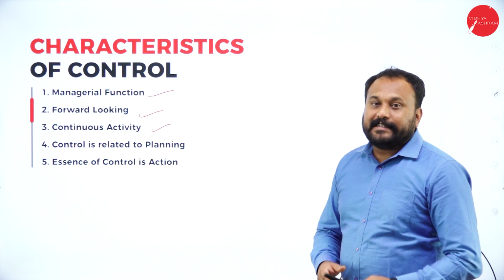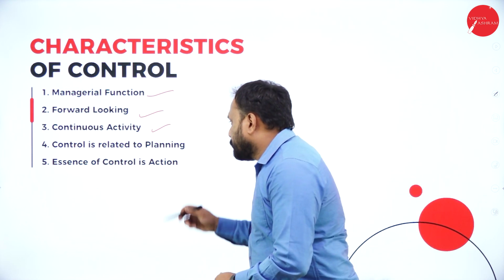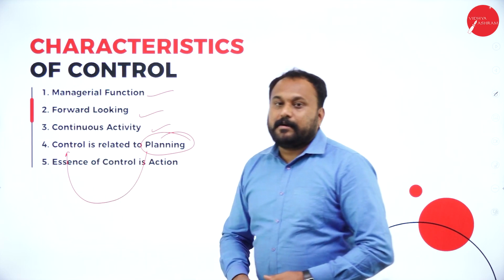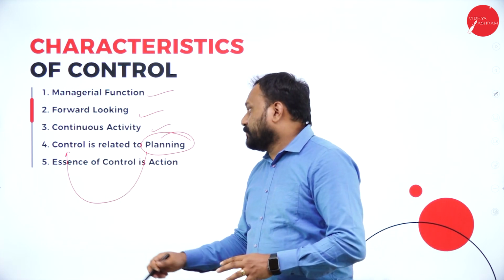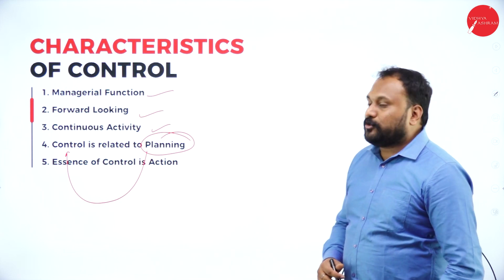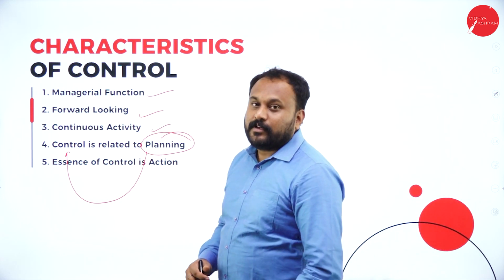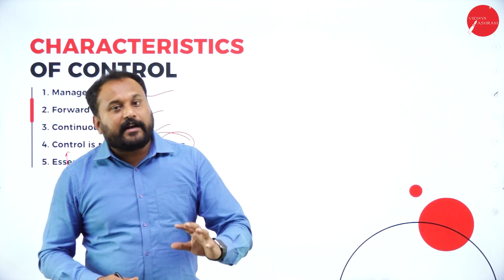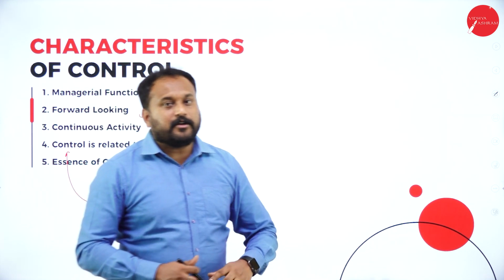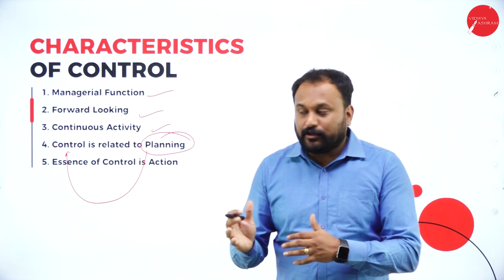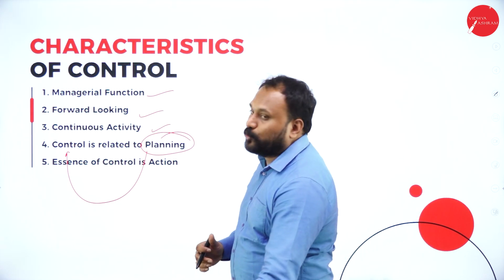Control is related to planning. So whatever you plan, things should happen according to that. That is what it means that controlling is related to planning. And the last one is that the essence of control is action. So anywhere there is a problem, we need to rectify it, and only then are we supposed to move on. We are not supposed to go on without rectification. So the essence of control is action.